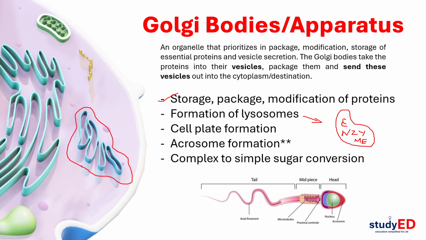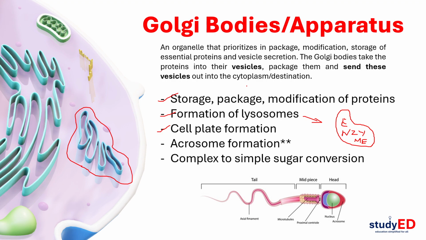Now these lysosomes are made by the Golgi body. In a simple manner, the ER secretes a few hydrolytic enzymes. They are taken to the Golgi body, packaged, modified and sent out as lysosomes. And cell plate formation. When a cell divides, it needs to form a kind of cell plate in between, as I call it, in order for it to divide equally into two. So this cell plate formation is monitored and guided by the Golgi bodies.